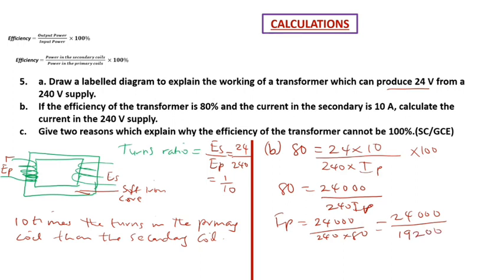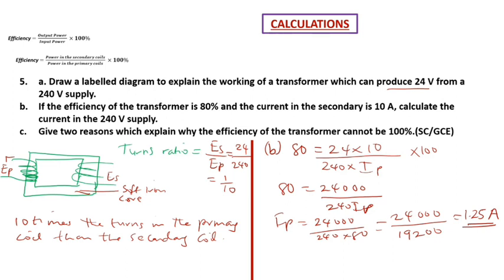So that's 19,200. So I'm going to do 24,000 divided by 19,200. So that's equal to 1.25 ampere. So that's 1.25 ampere. So the current in the primary circuit is 1.25 ampere.